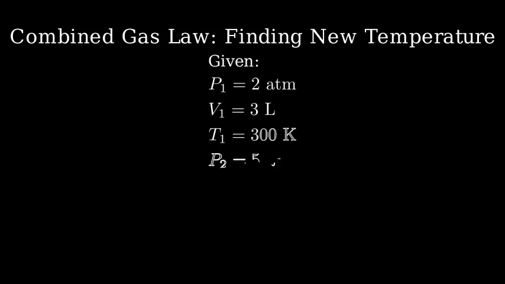Here's our problem. A gas has an initial pressure of 2 atmospheres, a volume of 3 liters, and a temperature of 300 Kelvin. If the pressure is increased to 5 atmospheres and the volume is decreased to 1 liter, what will be the new temperature?